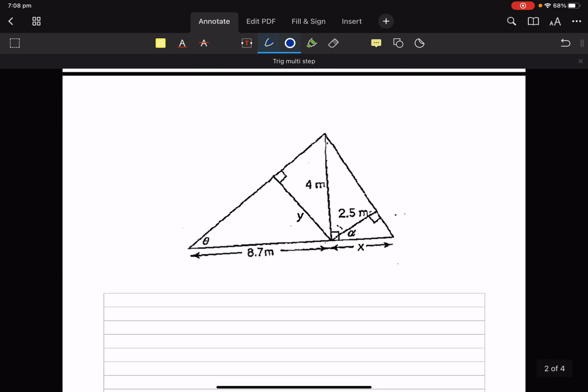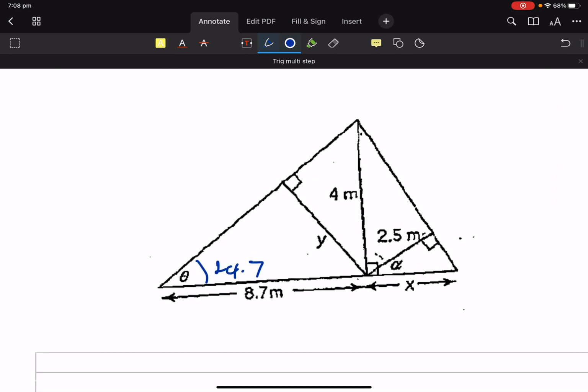I'm just going to start again, because now I know theta is 24.7, so all of a sudden I know something else. So let's have another look at whether I know another triangle. I guess green worked for me last time. I think I'm still going to go with this 8.7. And there's another triangle.